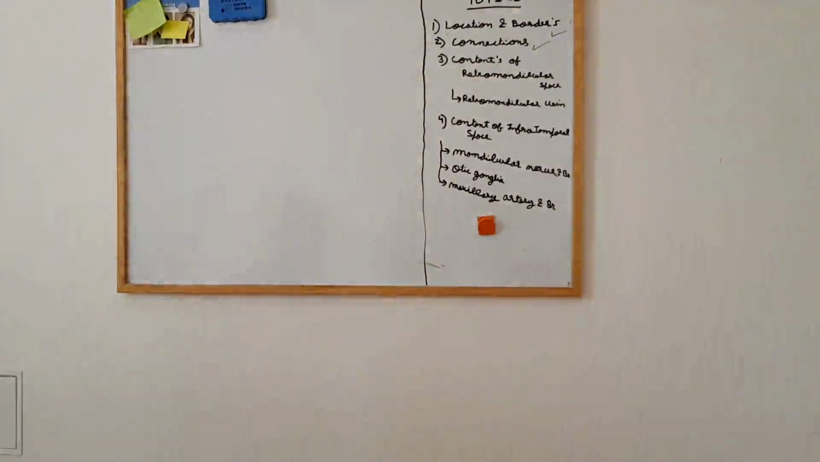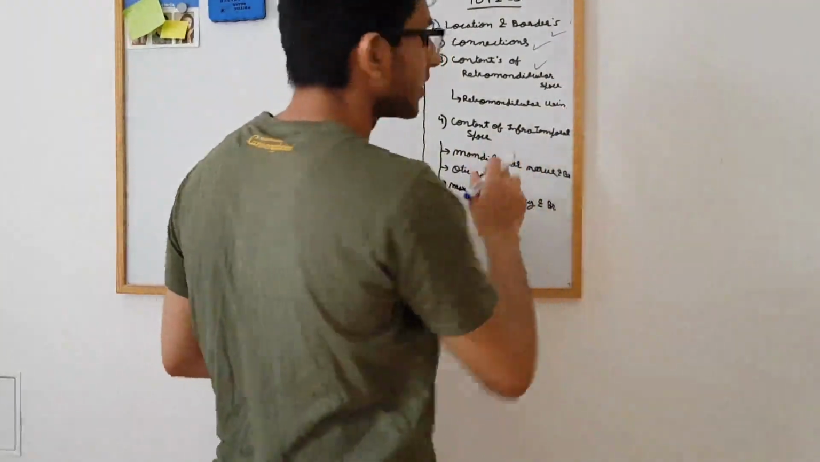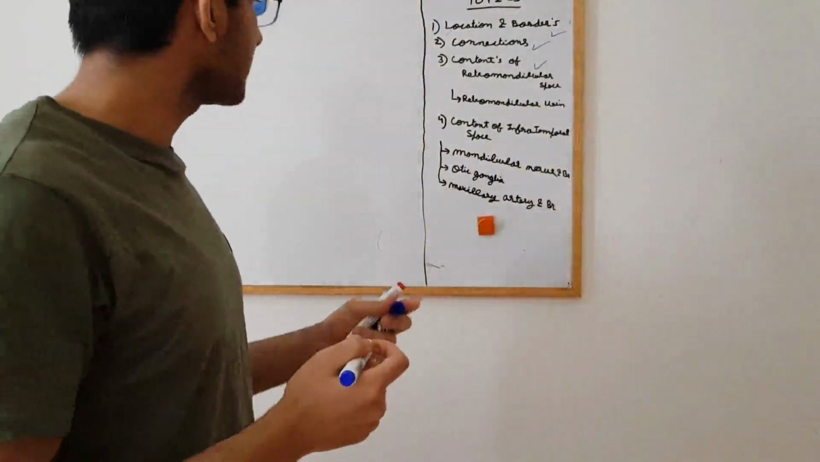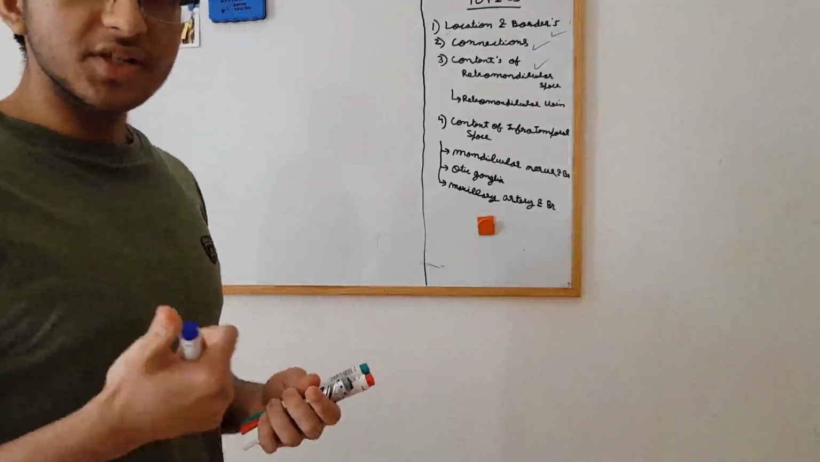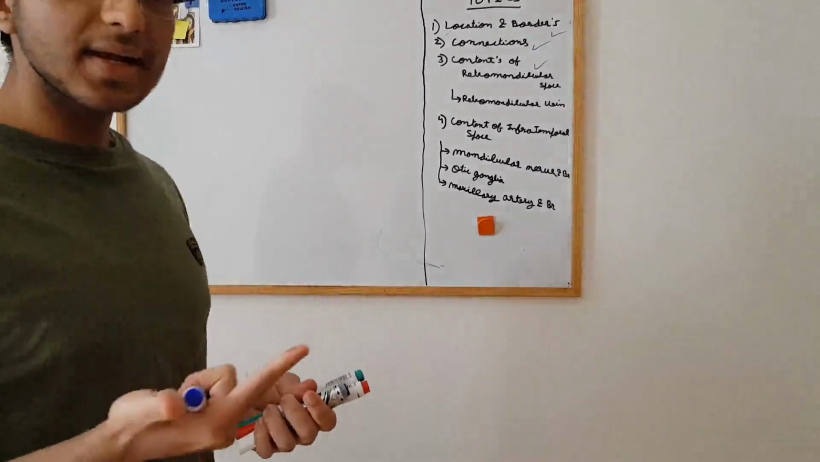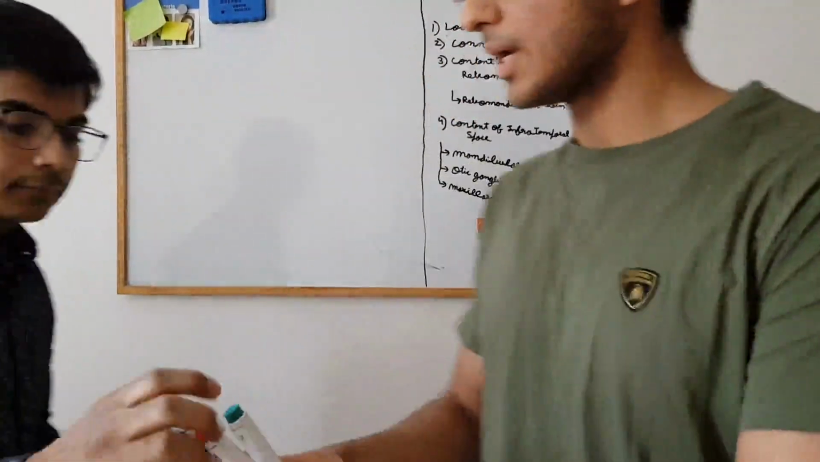And the next topic is the content of the infratemporal space. Now there are three main contents we're going to discuss. There's the mandibular nerve and its branches, and the otic ganglia, and the maxillary artery and its branches. So we're going to start with the mandibular nerve.